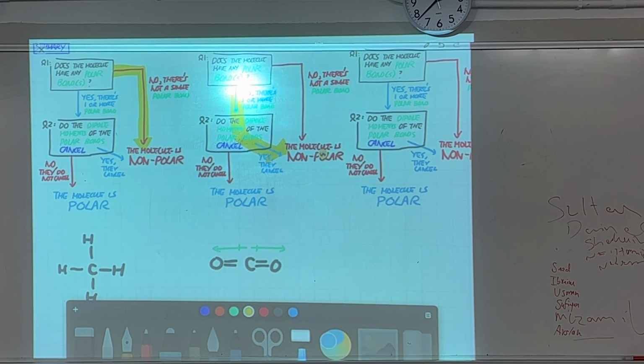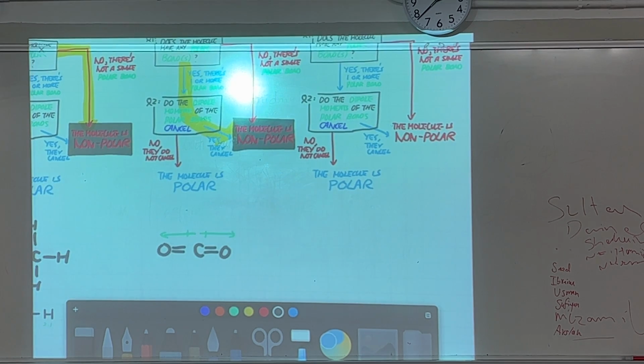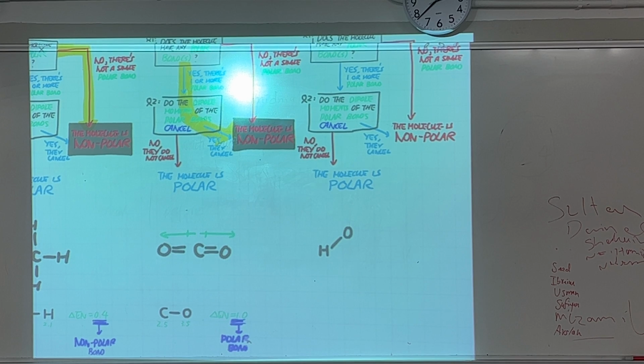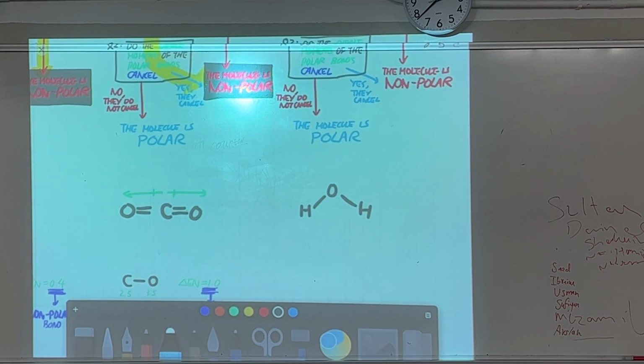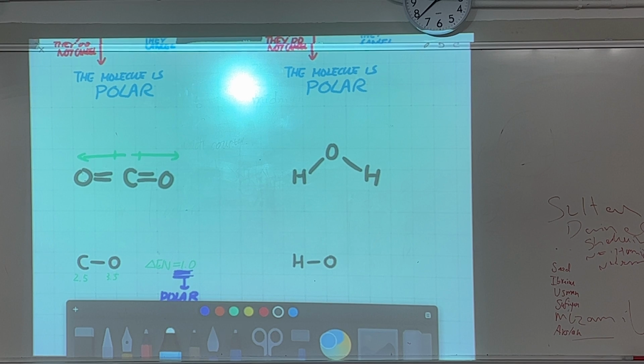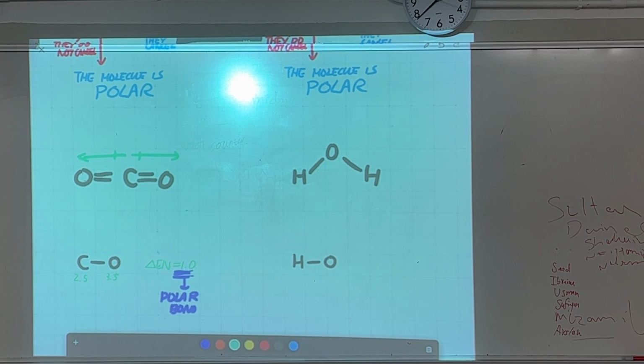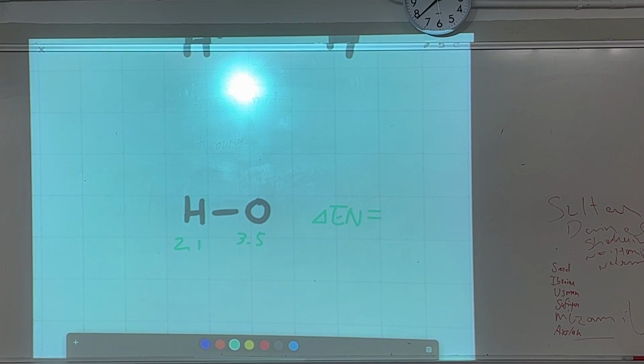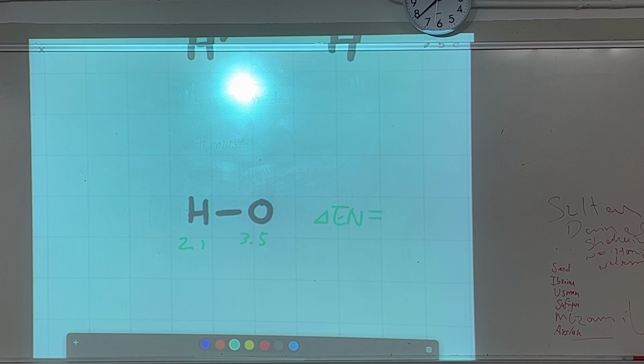Yeah, so this is what I meant. In the exam, you need to use this table, use this flow chart to get to your answer. So this is your answer for the first one. This is your answer for the second example. What about the third molecule here? Let's try this on H2O. Again, I will be giving you the electronegativity, which we already have seen before actually. This is 2.1, this is 3.5. What is the electronegativity difference? 1.4.